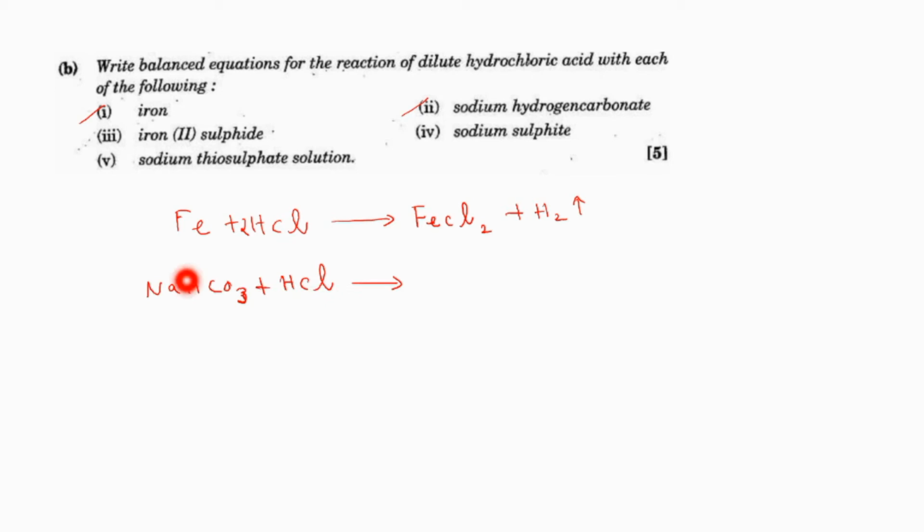What will be the reaction of sodium bicarbonate and dilute hydrochloric acid? Whenever we are adding a dilute acid to a carbonate, definitely one product obtained will be carbon dioxide. Another product obtained will be water. Along with that, a salt also will be formed. In this case, the salt is sodium chloride. Got it? We got that also.